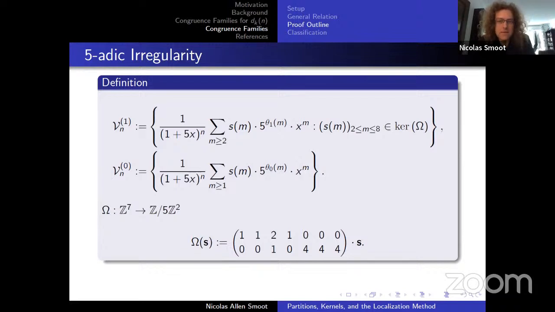In cases like this, the kernel is more complicated. There are other more difficult congruence families where this operator exists, but it's much harder to write and represent. And that, I think, is how you can properly classify partition congruence families. You classify them by how difficult this linear operator is.